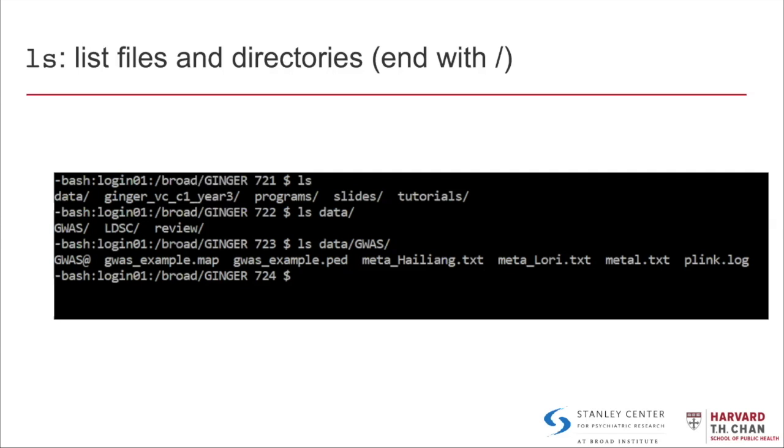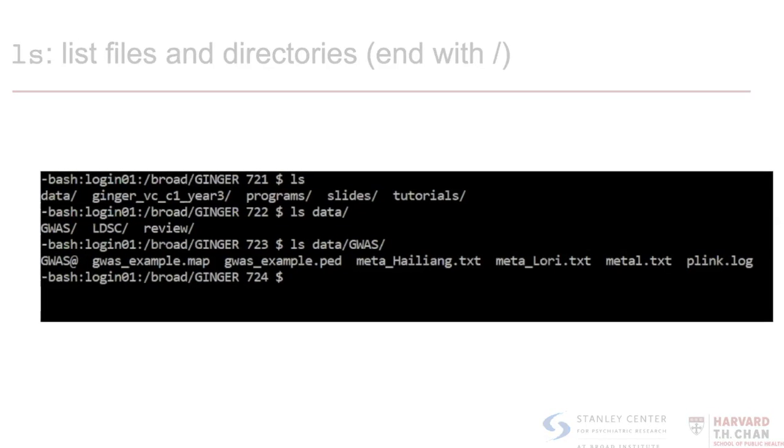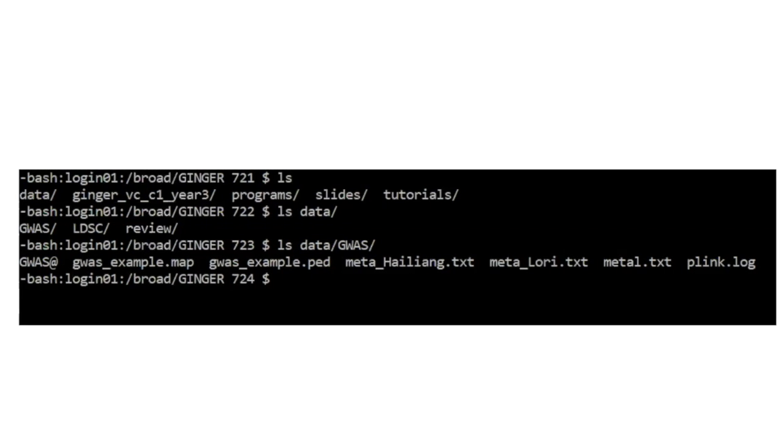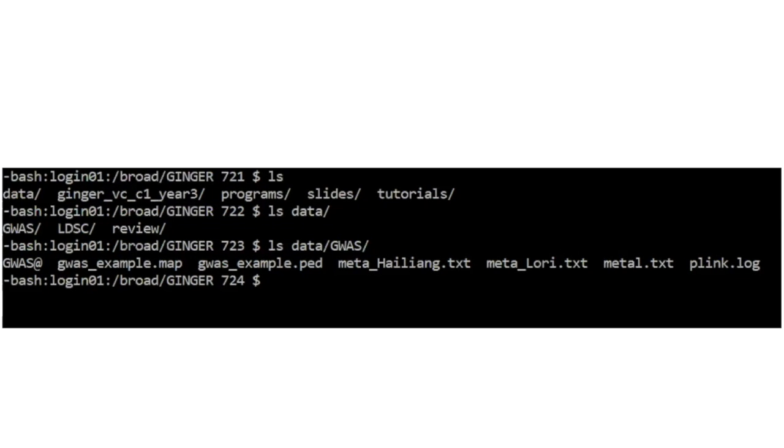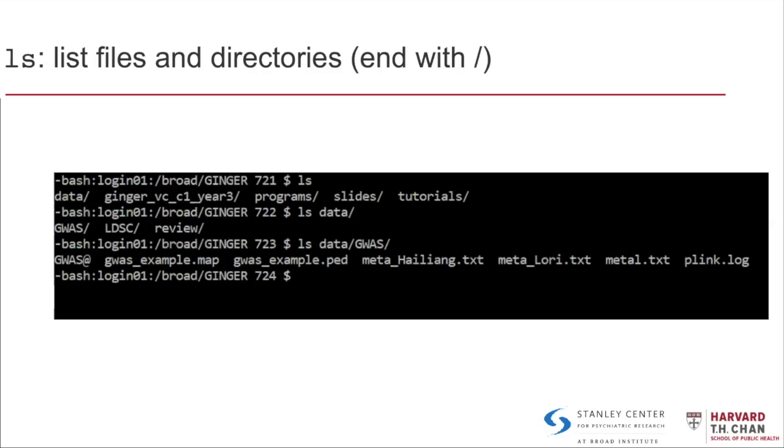So now we're going to see the third and last command, which is ls, a command you're going to use to list files and directories inside a directory. What we can see here is that when we are in the directory broad ginger and we type the ls function, this outputs the names of 5 different directories. And how do we know that they are directories and not files? It's just because they end with a slash.